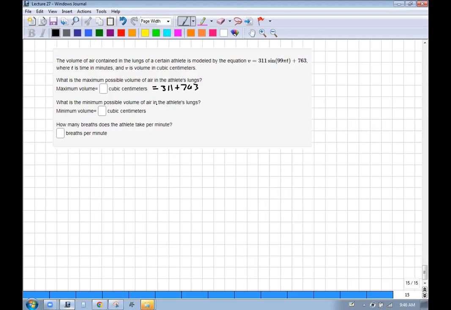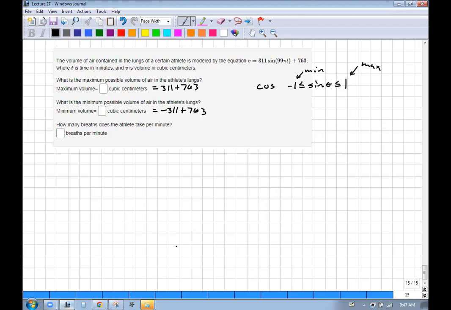The minimum volume occurs when sine is equal to -1, right? Because then you're going to get negative 311 plus 763. This is because sine is always between -1 and 1, right? It's going to give you the max, it's going to give you the min.